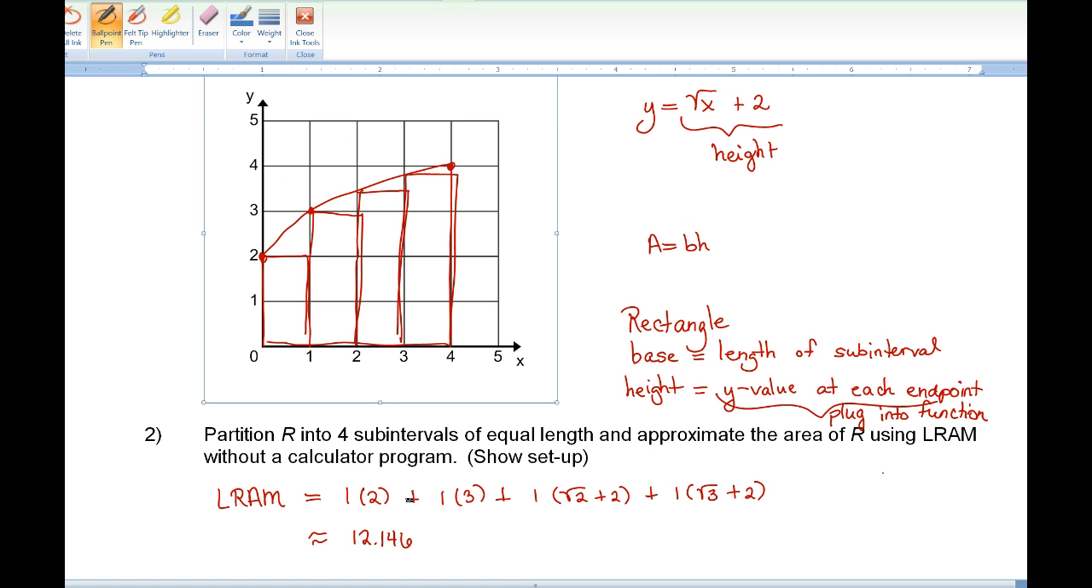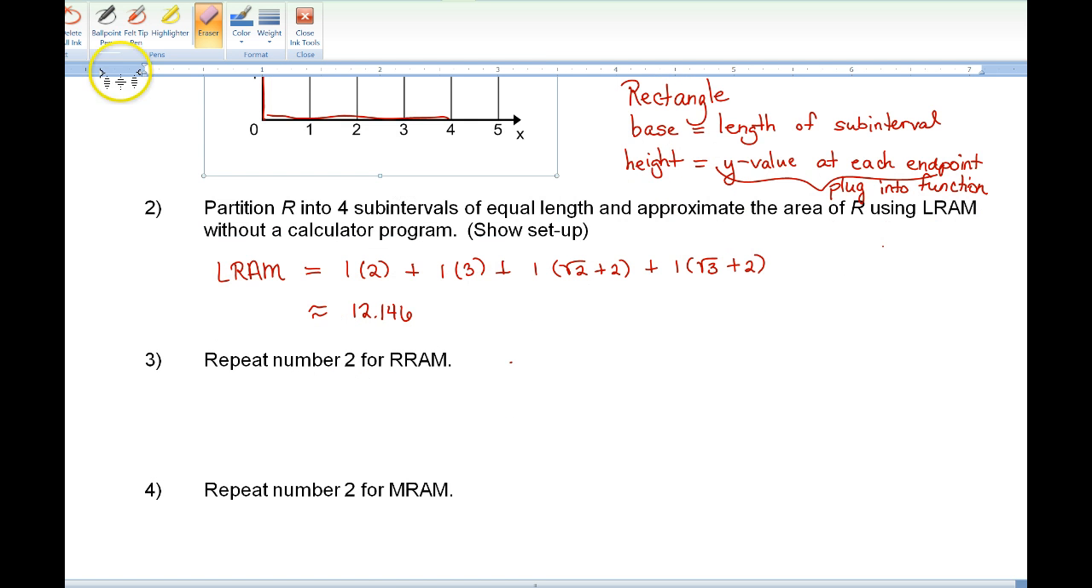All right, are we okay with that one? Yes or no? Is it coming back to us a little bit? All right, let's try RRAM. So I'm just going to go in here and erase. What's the difference between the LRAM and RRAM? If you want to look at the shortcut, it's basically going to overlap. Take away the first one and just add.